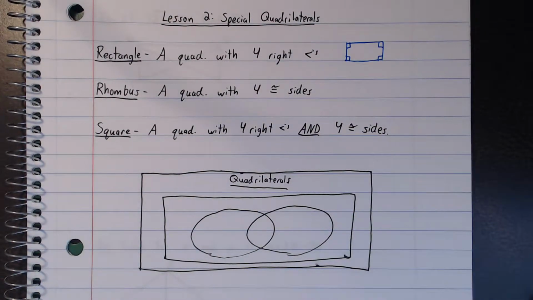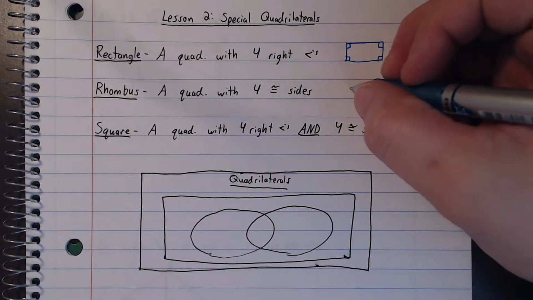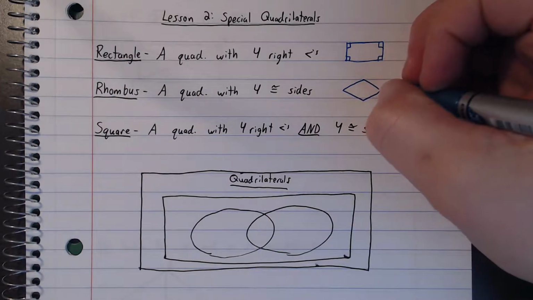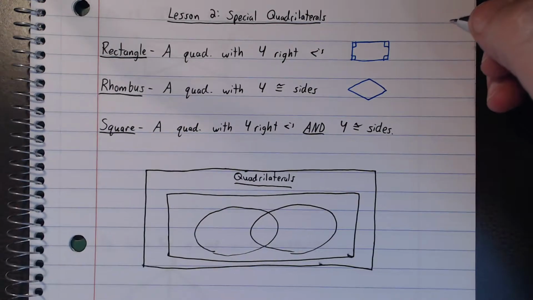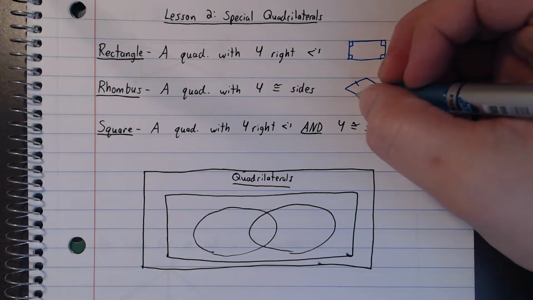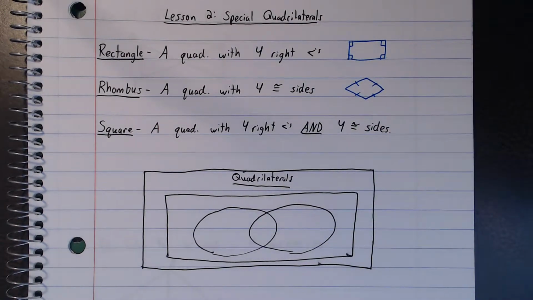Then we got the rhombus. A rhombus is a quad with 4 congruent sides. A lot of you guys think of this as a diamond. It's not a diamond. Diamonds are 3-dimensional. Okay, this is a rhombus, and we have 4 congruent sides.